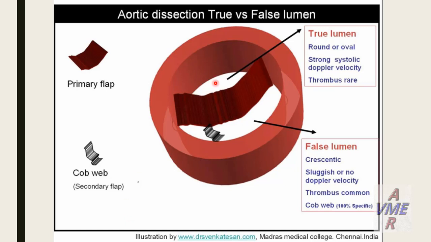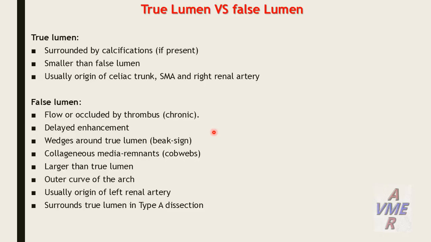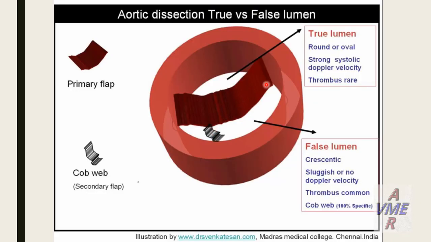This is the true lumen, rounded or oval in shape. Strong systolic Doppler velocity can be detected. Thrombus is rare. This is the false lumen. We have a crescent shape. We have a sluggish flow or no flow by Doppler velocity. Thrombus is common. We have soft tissue shadow that's called cobweb shadow. And we also have what's called a wedge around the true lumen. This wedge around the true lumen is called beak sign.